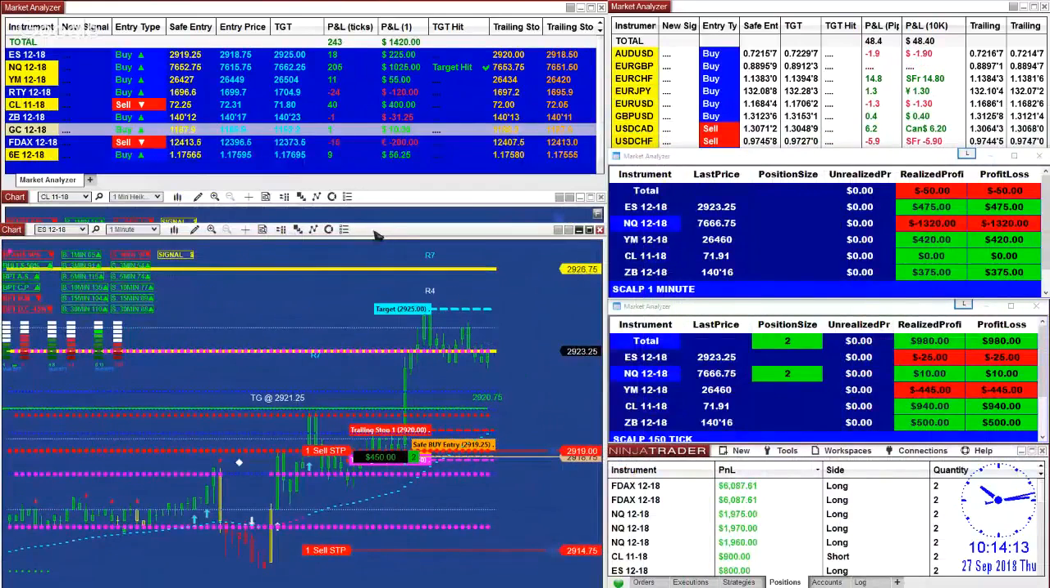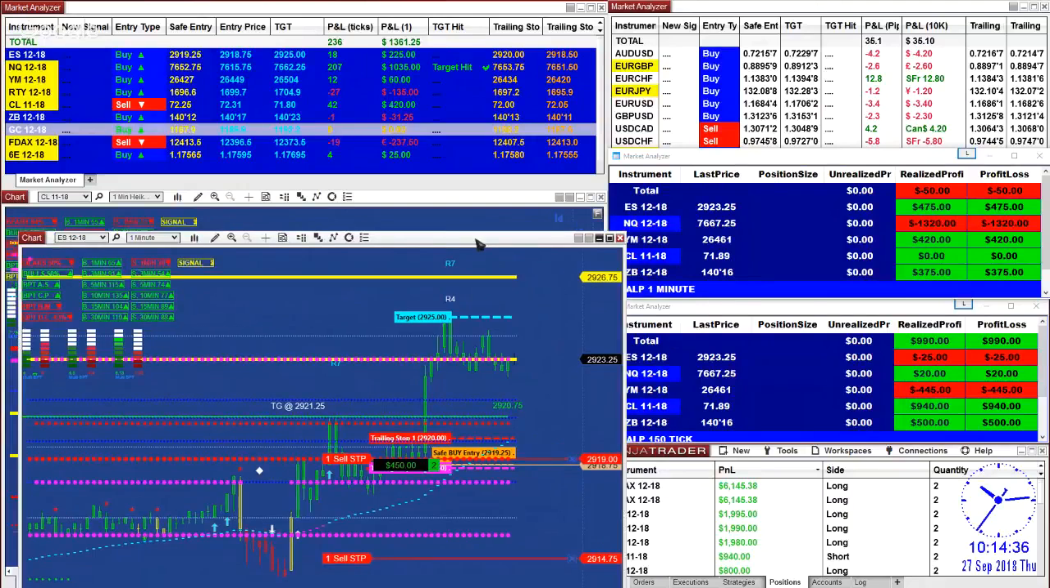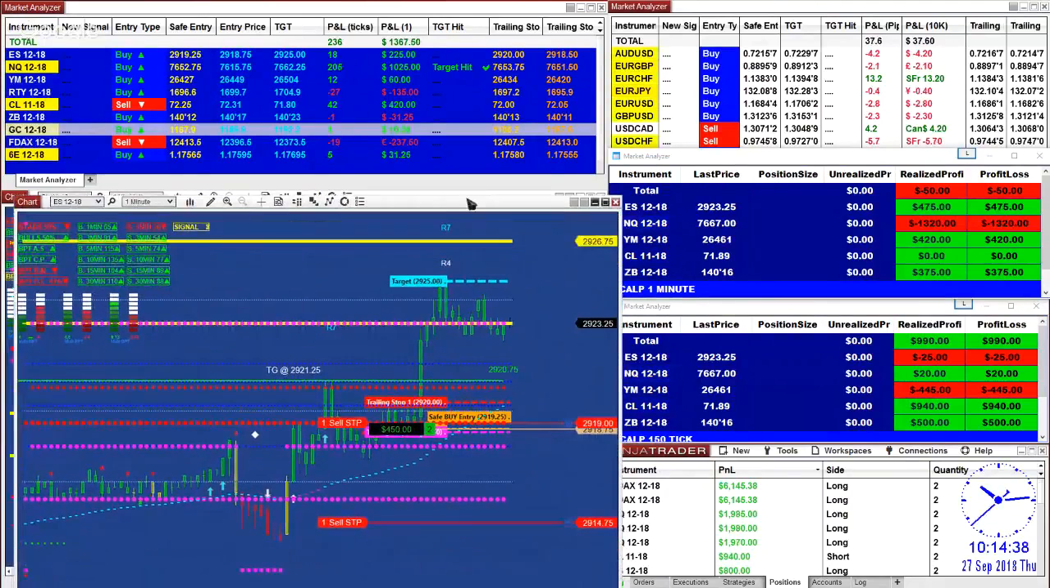Right now we are 238 ticks based on the last entry signal. And the scalpers are struggling. The 1 minute scalping is really struggling. Also, the Forex is struggling. So there's a little bit of a sideways market right now.